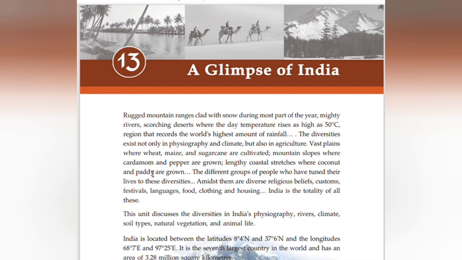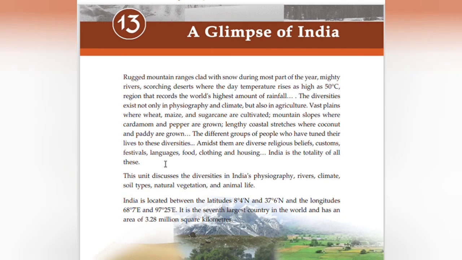Today in class we are going to learn the 13th chapter, that is, A Glimpse of India. Rugged mountain ranges clad with snow during most part of the year, mighty rivers, scorching deserts where the day temperature rises as high as 50 degrees Celsius, a region that records the world's highest amount of rainfall.